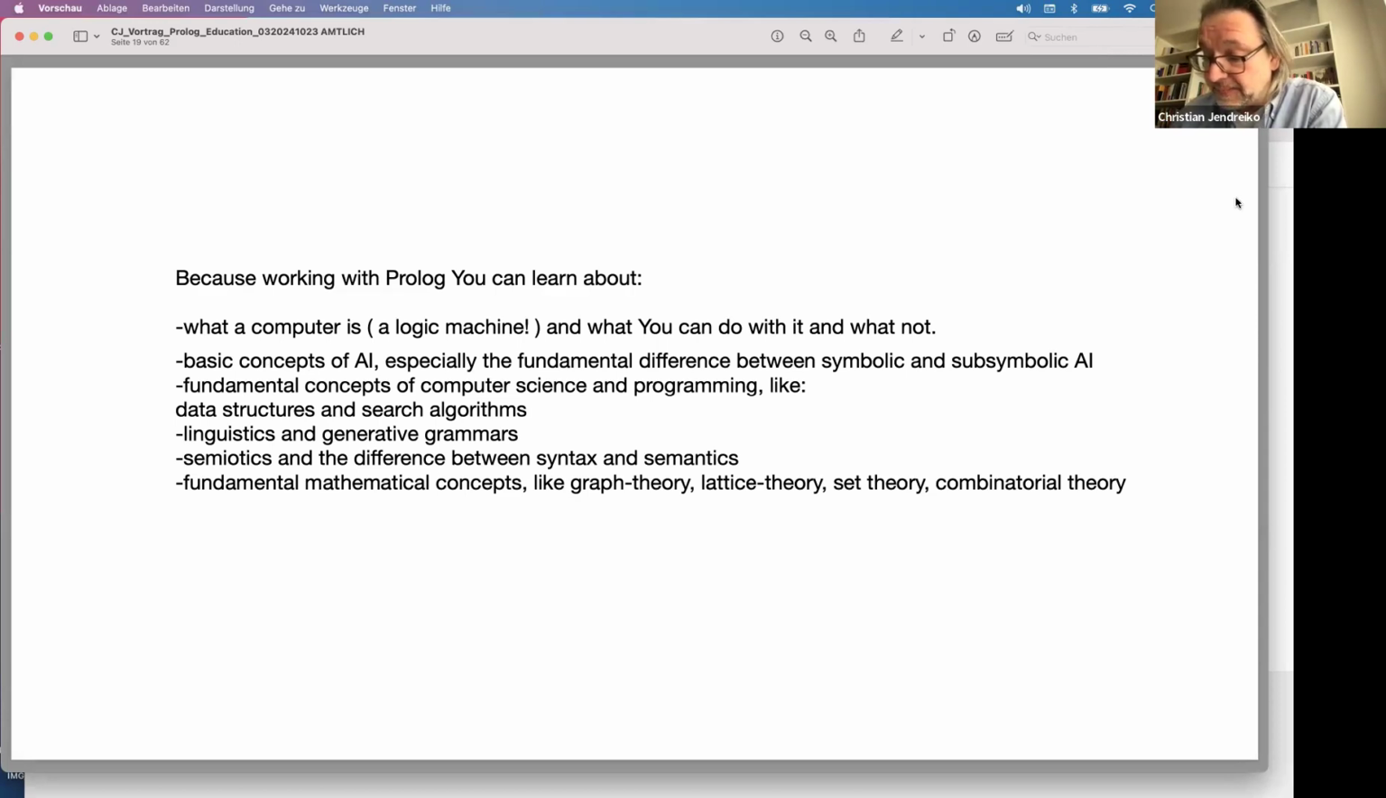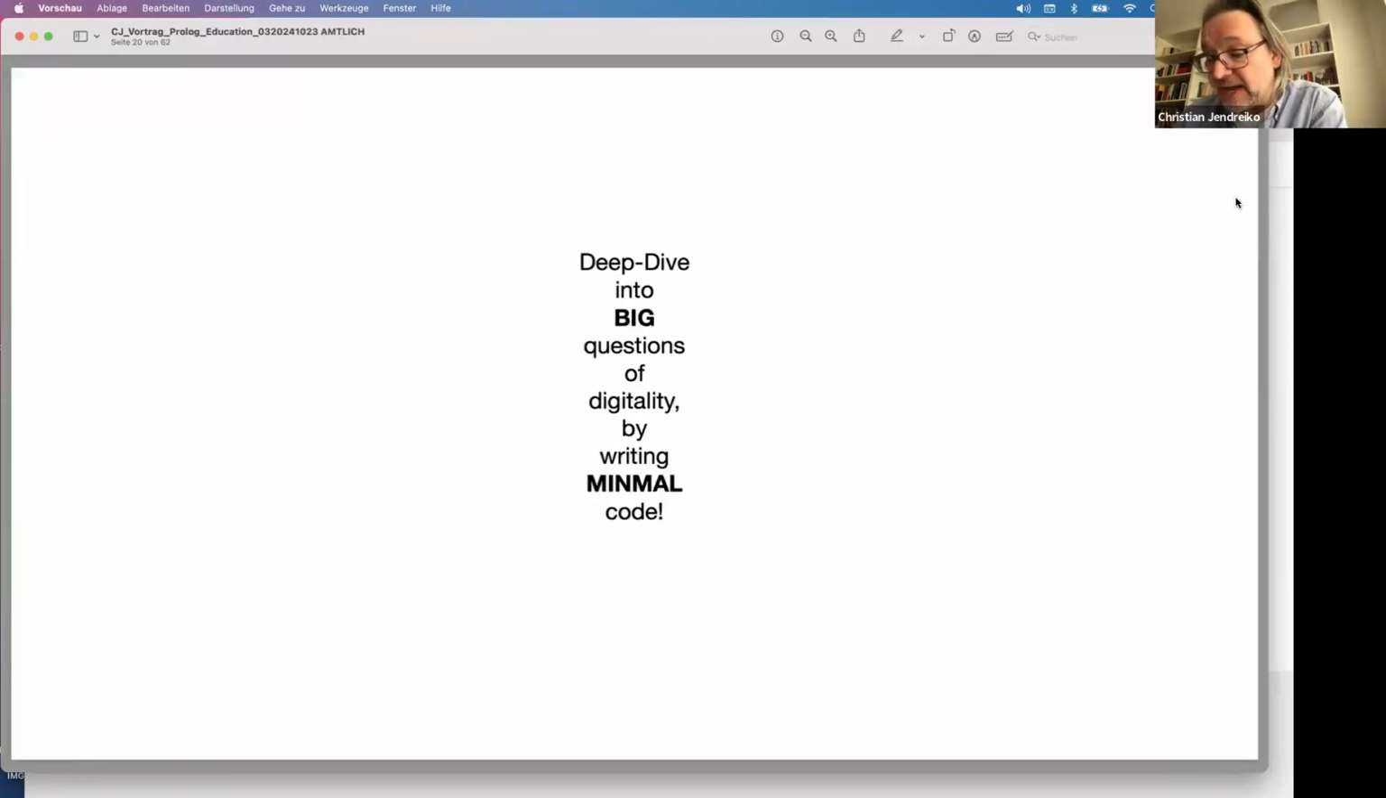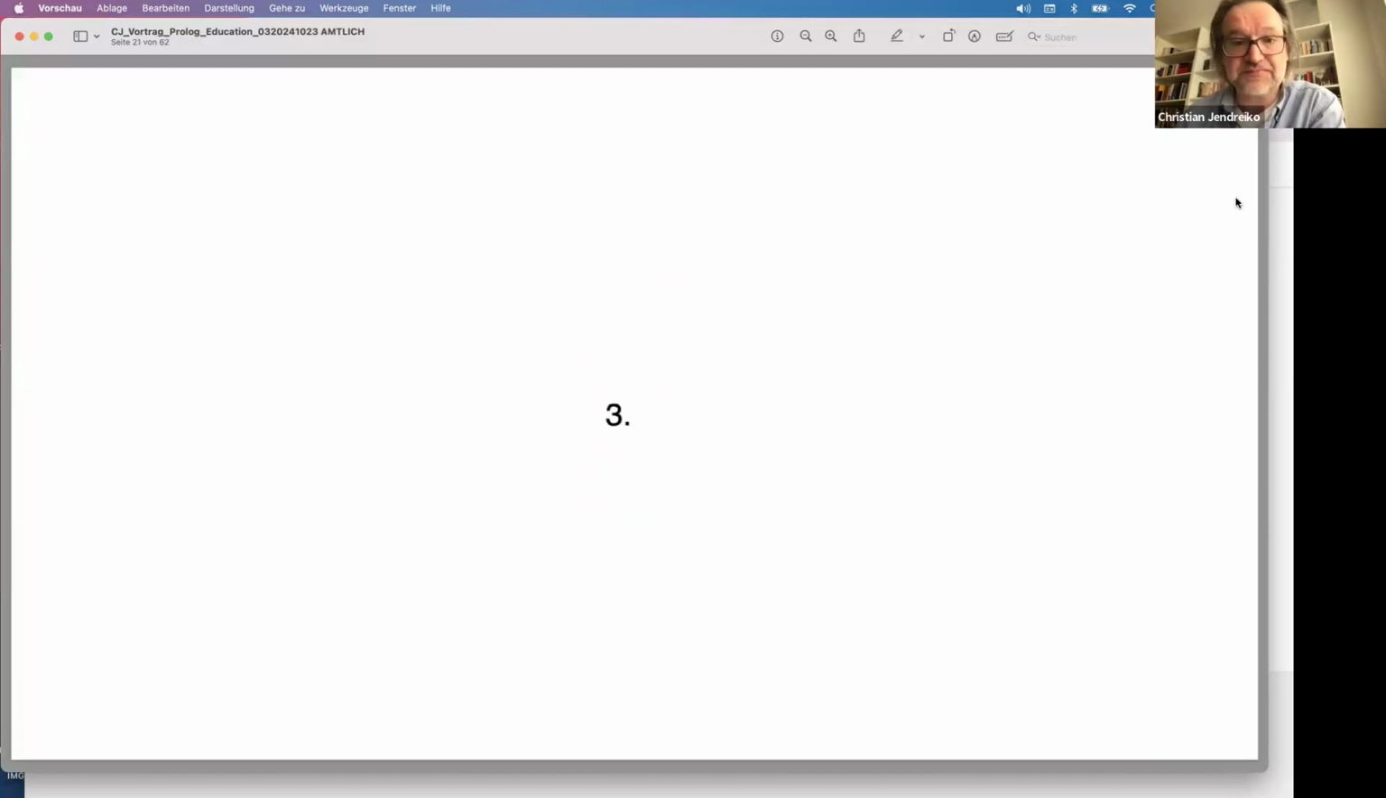The great advantage of Prolog as a teaching tool for getting people in touch with all these topics is for me that you can deep dive into the big questions of computer science and digitality by writing minimal code. So this is the second reason why I think it is important to teach Prolog to artists and designers.